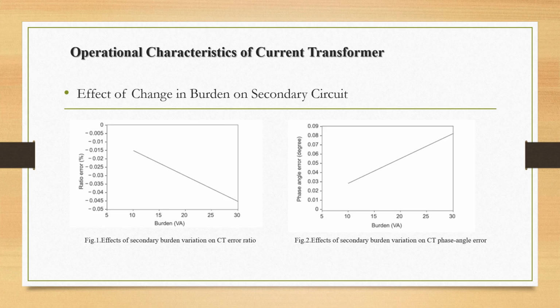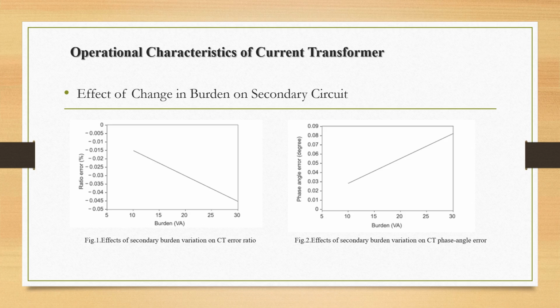Now come to the operational characteristics. What is today's lesson? Operational characteristics of current transformer. Here, first is the effect of change in burden on secondary current. The burden, that is the secondary load, is connected with the CT secondary, and that may include ammeter, wattmeter, current coils, relay coils, and so on.